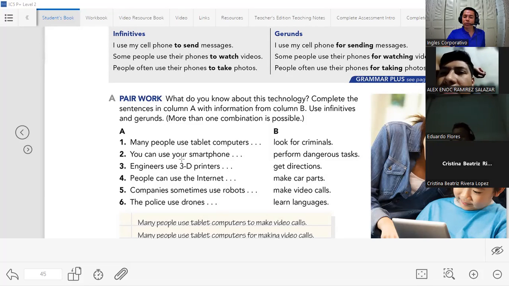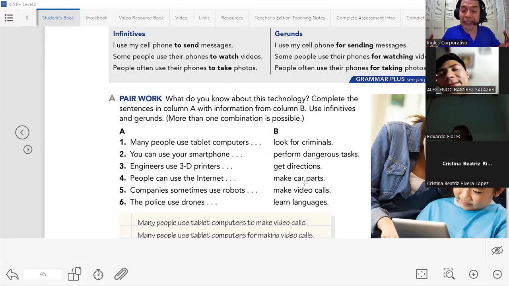Thank you very much. Engineers use 3D printers. They already gave you the answer, Cristina, but I need you to give me the structured sentence, okay? For making. No, I need the infinitive, not just the gerund. Now, again, engineers use 3D printers. No, to. Look at the examples above. To take photos. No, here it's make. To make car parts. Excellent. Okay. Engineers use 3D printers to make car parts, right?